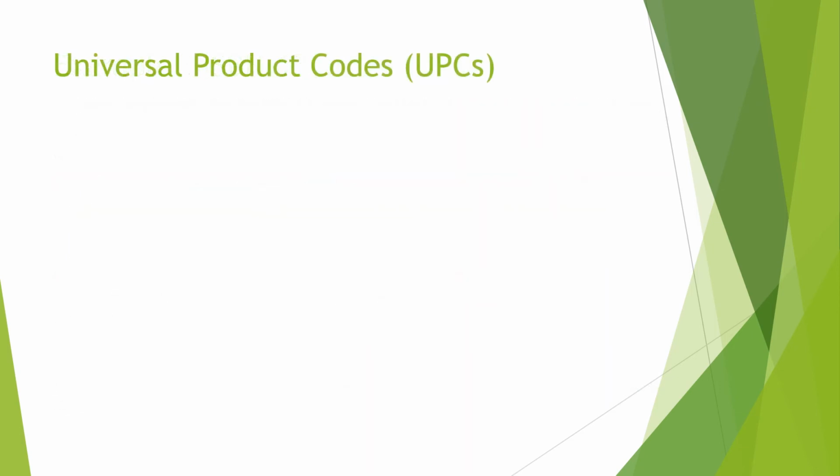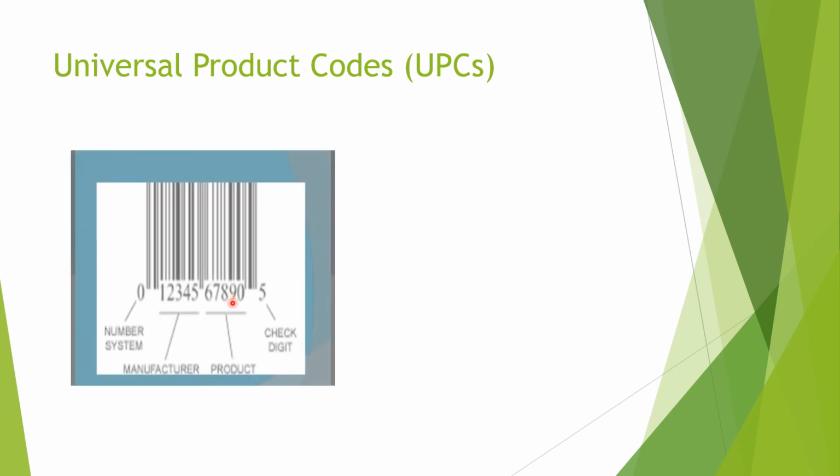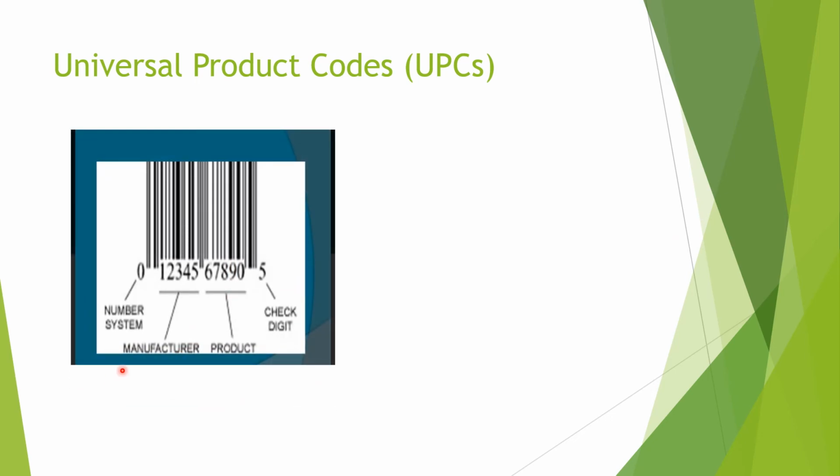So let's move on to Universal Product Codes or UPCs. A UPC is a 12-digit number in which the first digit, which is 0, identifies the category of goods or the number system. The next 5 digits identify the manufacturer, the next 5 digits identify the product or the item, and the last digit is the check digit.